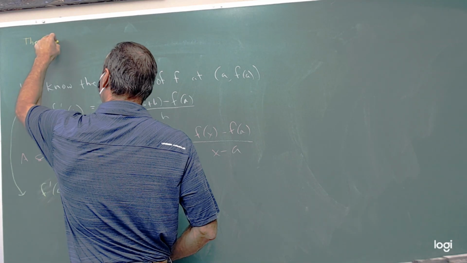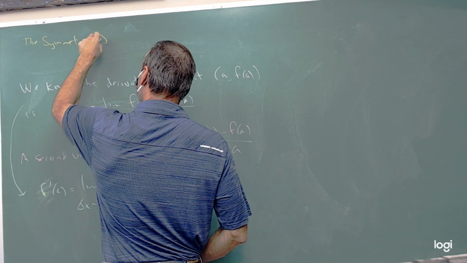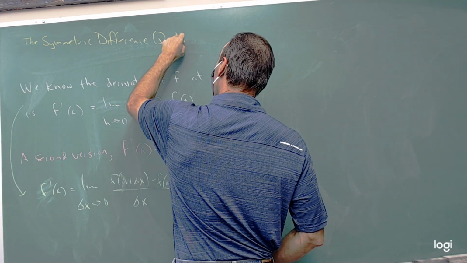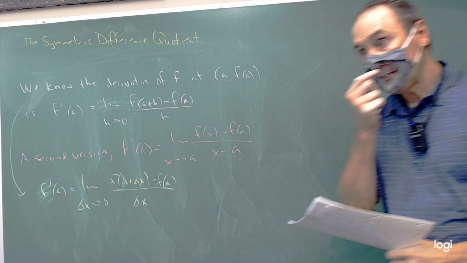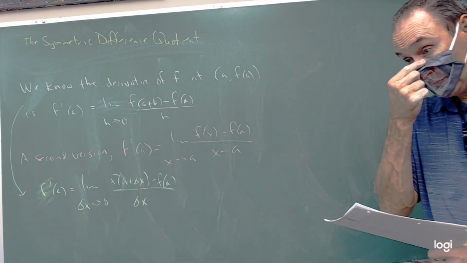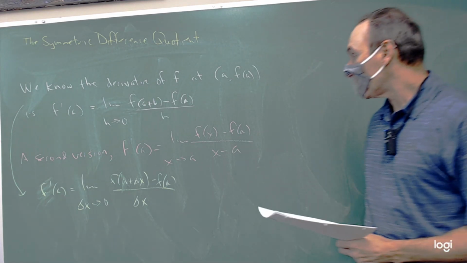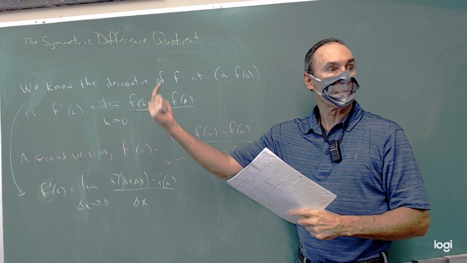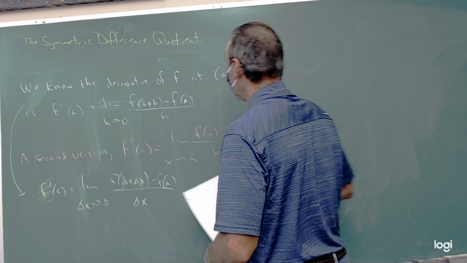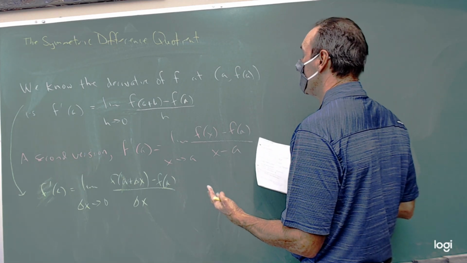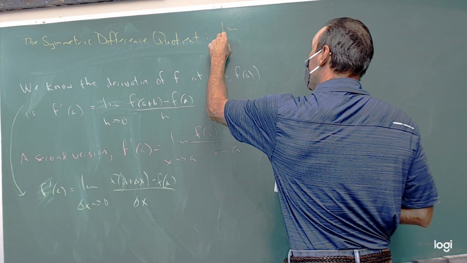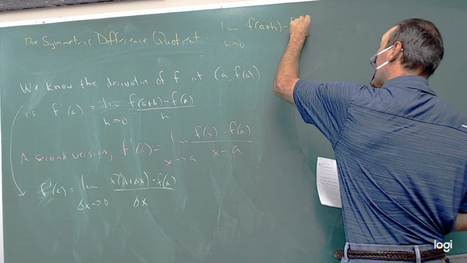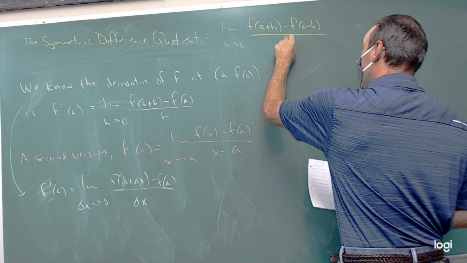The symmetric difference quotient. So it's the same idea that we've been doing, but it tries to maybe speed the process up. What we know is that for this limit to exist, the right-hand limit must equal the left-hand limit. Well, the symmetric difference quotient tries to kind of split the difference. And it goes, the limit as h goes to 0 of f of a plus h minus f of a minus h all over 2h.